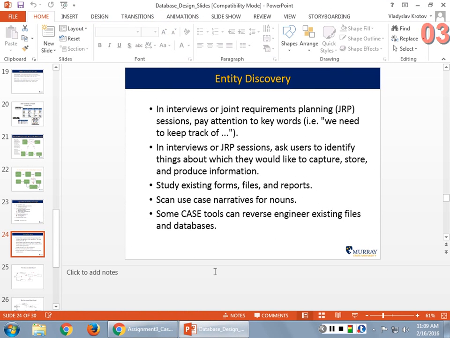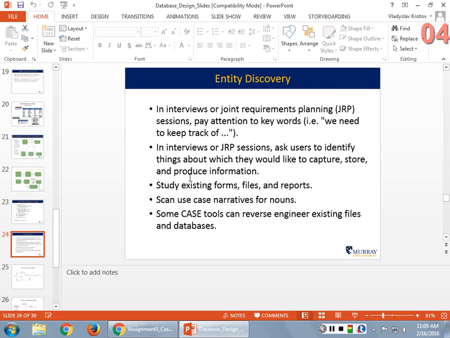So when you have a JRP session, I'm sure there are a lot of books written on the subject, a lot of manuals on how to conduct a proper JRP session, but at the minimum, just ask people what are the things that they need to store data about. So that's the basic question. Let's say you work as a librarian. What do you want to store information about? Do you want to store information about books? How about library members? What about their interests? So ask those questions and you will get a sense of what kind of entities and attributes will be on your model.